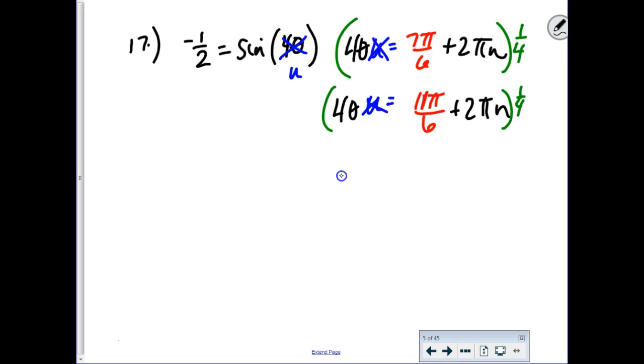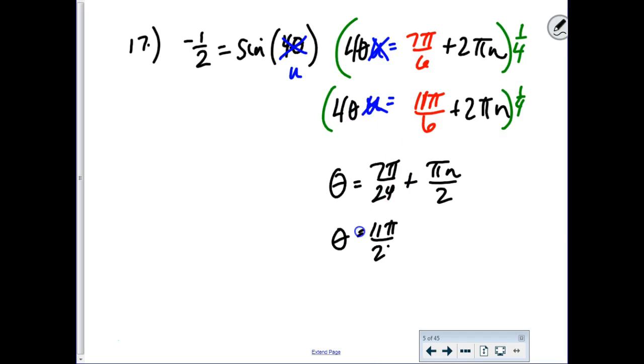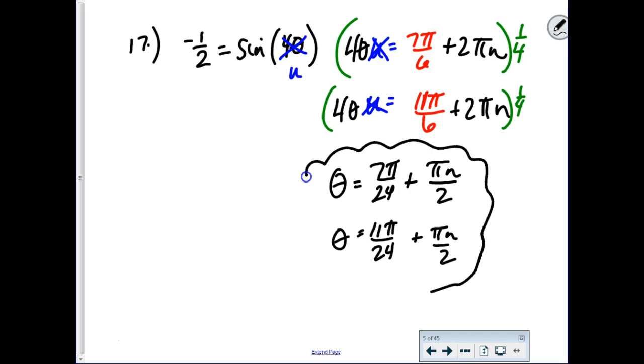This top one here, after you simplify, this becomes 7 pi over 24. And then 2 pi n over 4 is going to reduce to pi n over 2. Some of you on that test, it's been many months, but some of you on that test wrote it as 1/2 pi n, and that's okay. And then down here we have similar idea. We have 11 pi over 24. And then same thing, plus pi n over 2. So that's what your solutions are going to look like on that section.